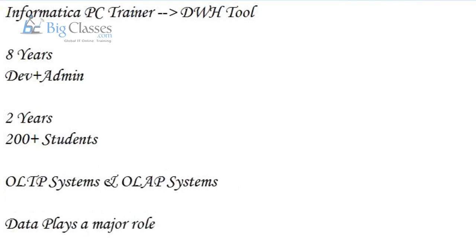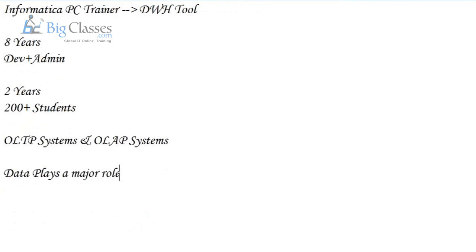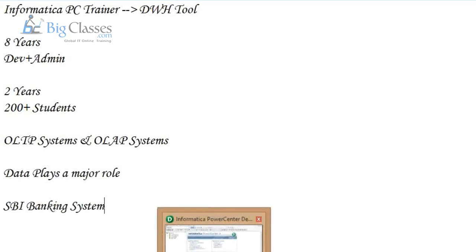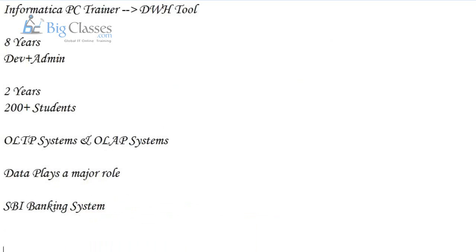So how do you get the data? Let's say you have a company called SBI Bank. You have an SBI banking system. Whenever you go to the bank to deposit some amount, previously what you had to do is go into the bank and write a receipt saying this is the account number, this is the amount. You need the signature, date, and all you have to write.